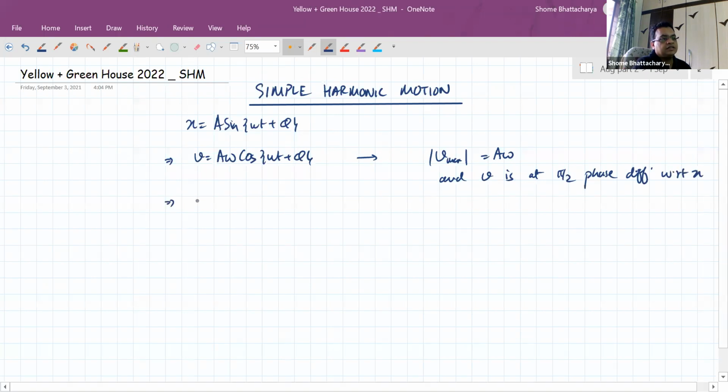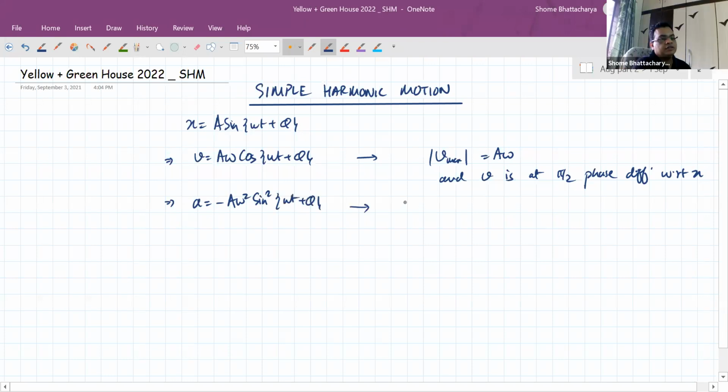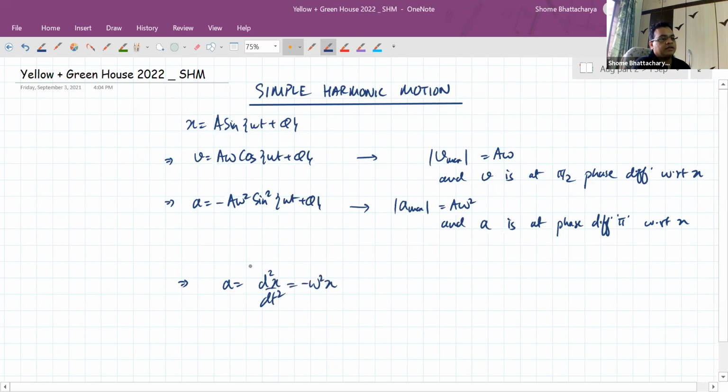And then we had seen that the instantaneous acceleration is given by this expression, by differentiating the instantaneous velocity again. So from this we had seen that the acceleration has a maximum magnitude of aω² and acceleration is at phase difference of π with respect to x. Now the most important thing here, connecting the first and the third equation, we had seen that acceleration, or what we can write as d²x/dt², is minus ω²x.